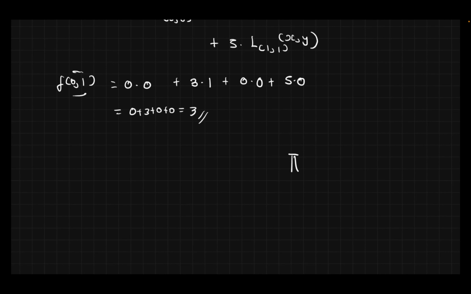Of i starting from 1 or from 0 to n. Open a bracket, xi yi, plus open another bracket, 1 minus xi, 1 minus yi. Yeah, explain. Okay.